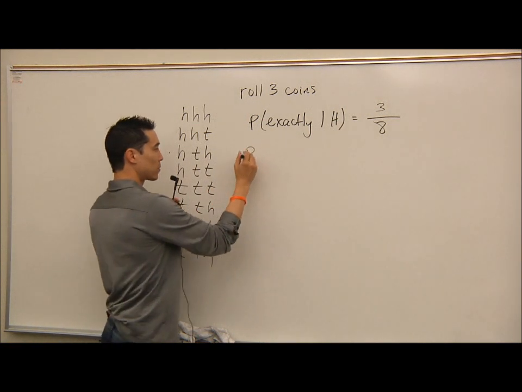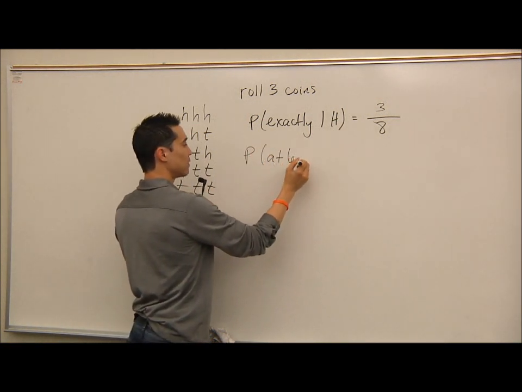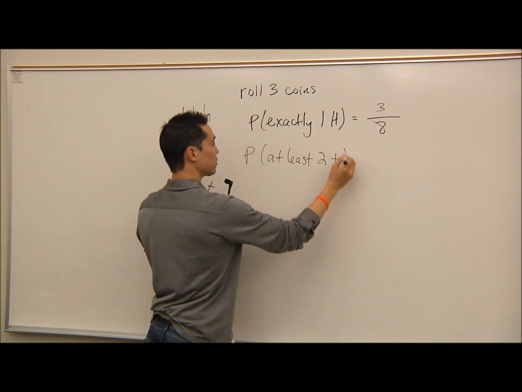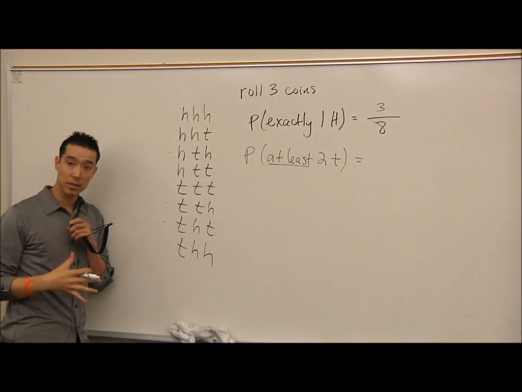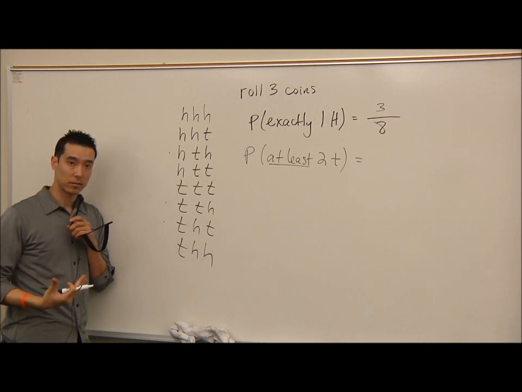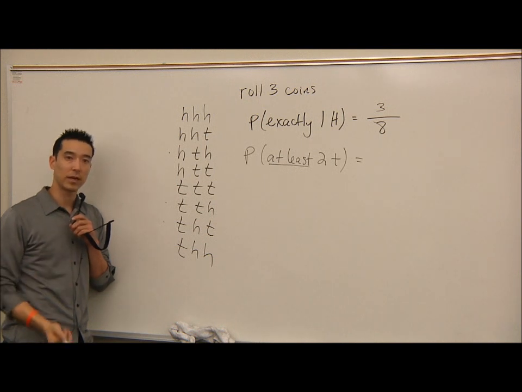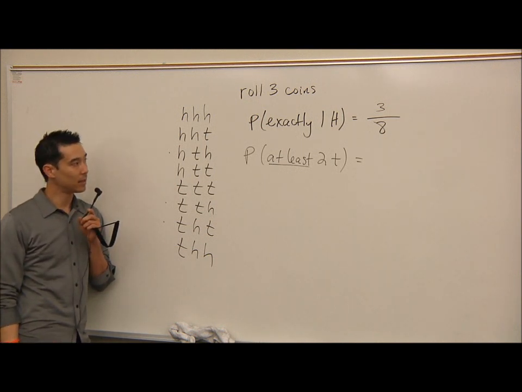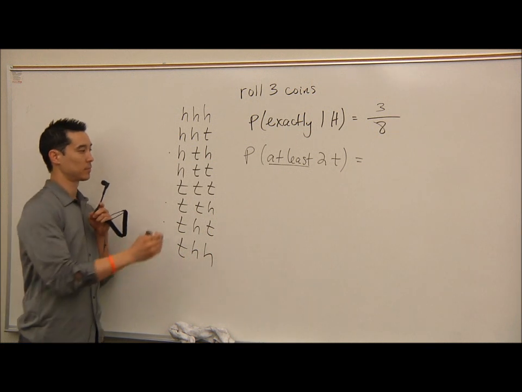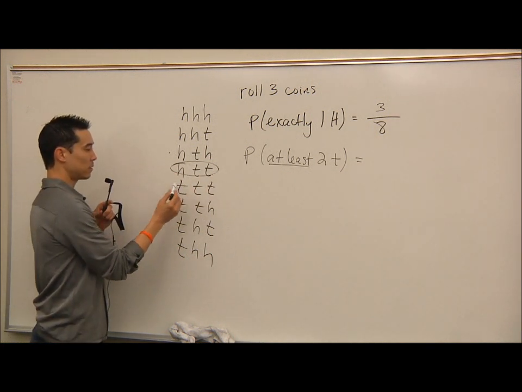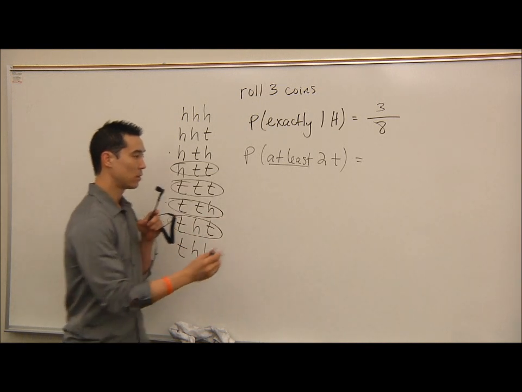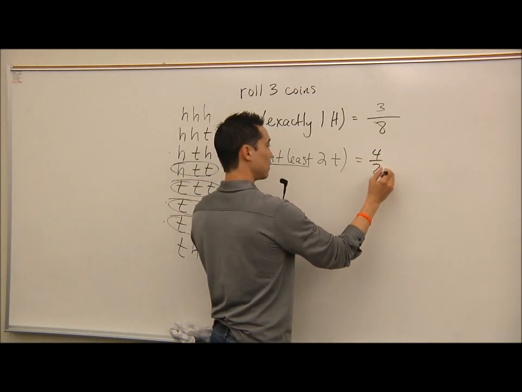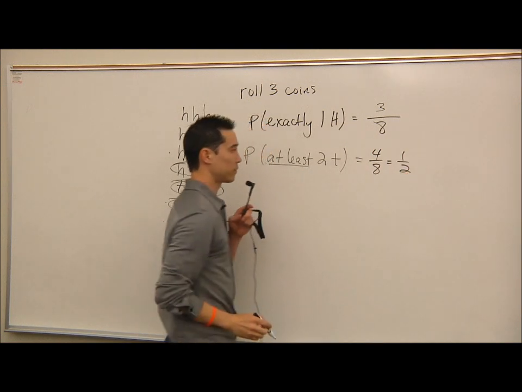Okay? What's the probability of at least 2 tails? What does at least mean? It could be 2 tails, it could be, what else? If at least 2, it could be 2 or more, right? 2 or more. So how many have at least 2 tails? This is at least 2. This is at least 2. This is at least 2. This is at least 2. 4 out of 8. Which is 1 half.